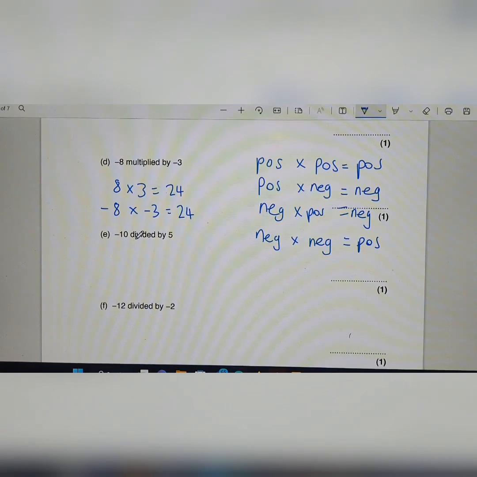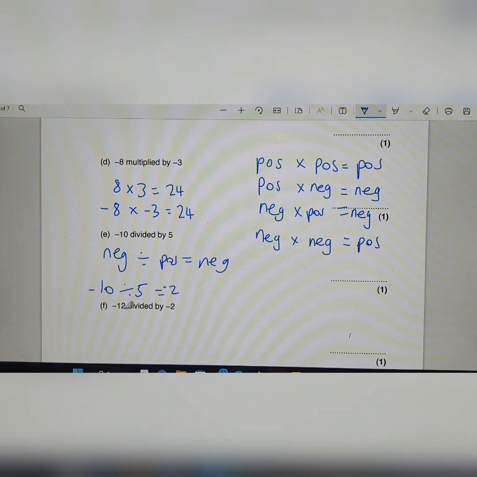Okay, and when you're dividing, it's the same rule for division. So you could write this table again, but instead of multiplication, just put divide. So minus 10 divided by 5, I've got a negative value, and I'm dividing it by a positive value. So I should get a negative outcome. So I can do 10 divided by 5, which is 2. So minus 10 divided by 5 will be minus 2.